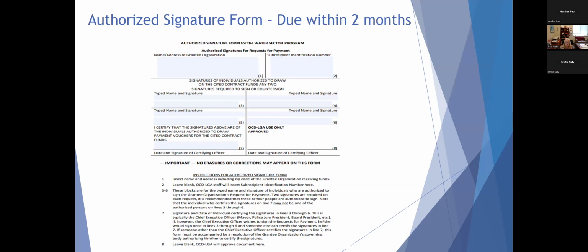And the state will sign in the blank 8. We will review it and sign there if we approve it. We must receive this hard copy document.